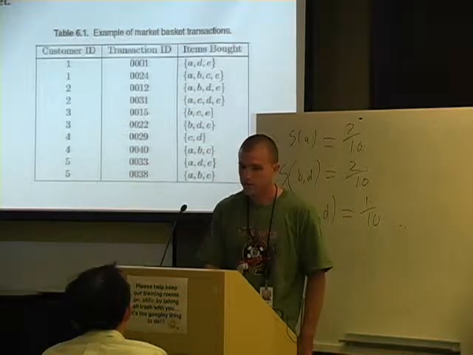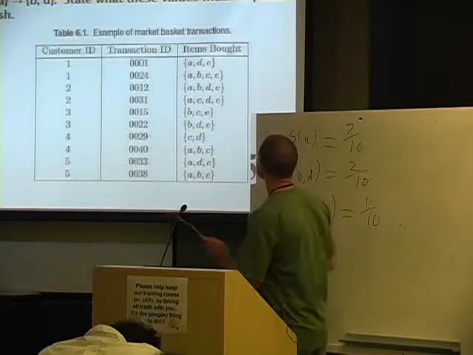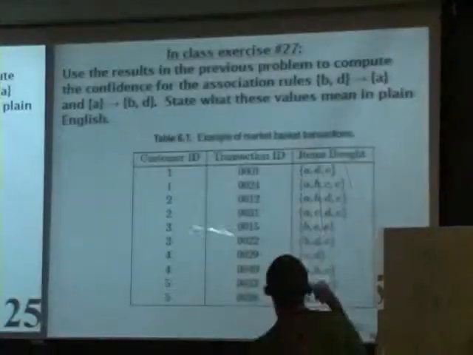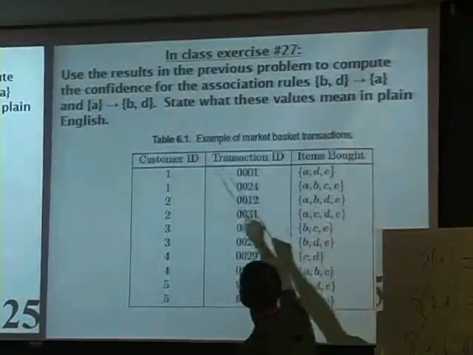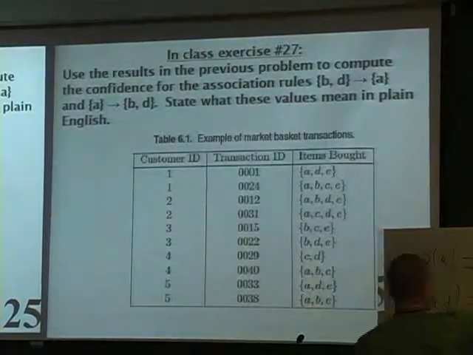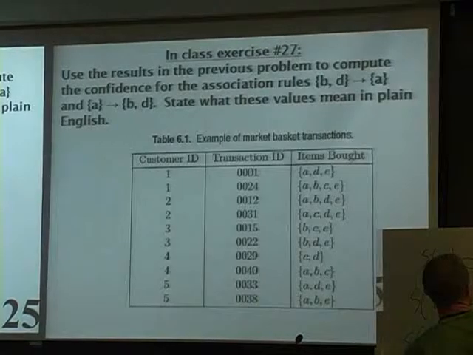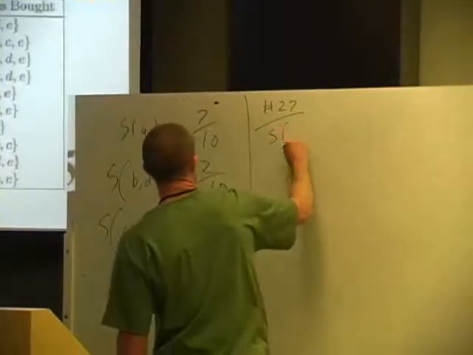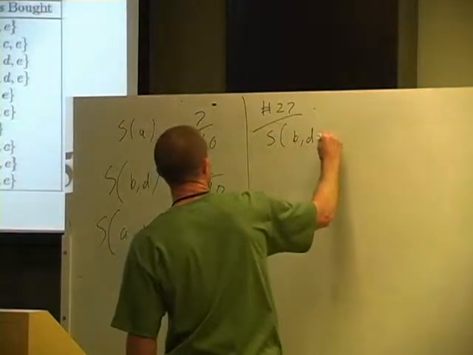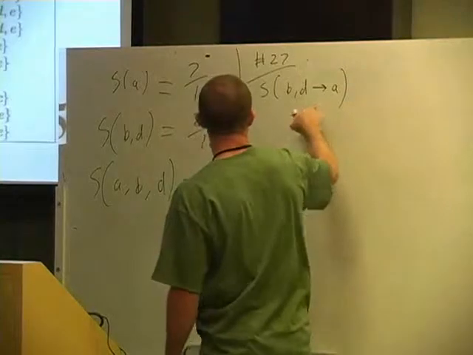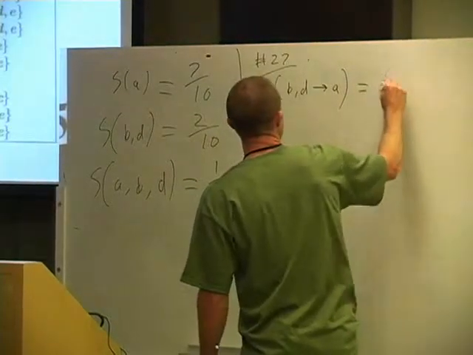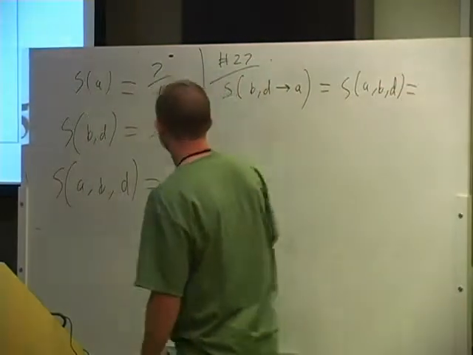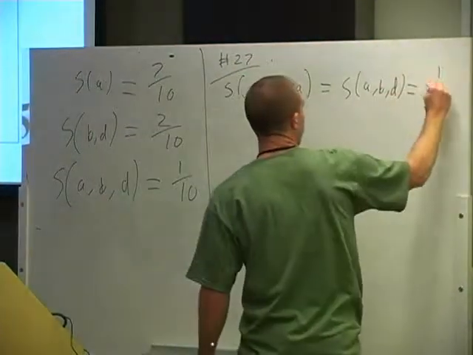And then we can use those numbers to calculate the following association rules. Calculate the confidence and support for the following association rules: BD implies A, and A implies BD. So if we do that, this is number 27, the support for BD implies A is simply the support for the item set ABD. That's what it is. And we already figured that out. That's 1 out of 10.